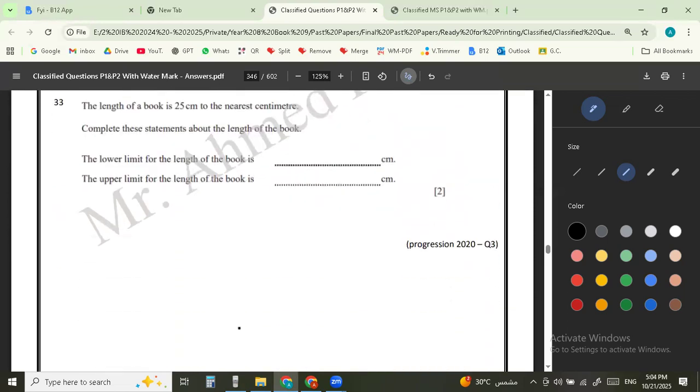The length of a book is 25 centimeters to the nearest centimeter. Complete these statements about the length of the book. The lower limit for the length of the book is, and the upper limit is. So, the nearest centimeter means the nearest whole number. Add 0.5, minus 0.5. Lower limit is 24.5. Upper limit is 25.5.